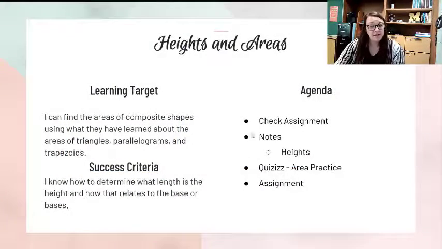Today we're going to talk about heights and their relationship to area. Our learning target is you'll be able to find the area of composite shapes using what we've learned about parallelograms, triangles, and trapezoids. You will know you are successful when you can determine what length of height is used for the base or bases. We're going to check our assignment from yesterday and take some notes on heights. It'll go by really fast today, and then I'm going to introduce you to a quiz that we have in class as well as an assignment for today.